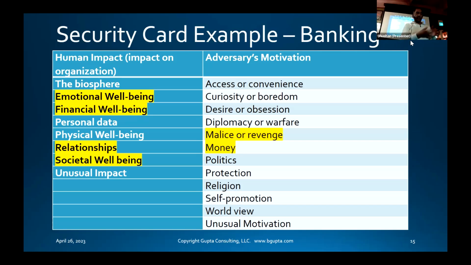And one of these techniques is security cards. What security cards deal with is 4 different areas. I'm only showing you 2 here. The areas are human impact and what is the motivation of a breach, of a hacker. Those are the 2 things we're looking at here. The other 2 areas are the resources the hacker has and the tools the hacker has.